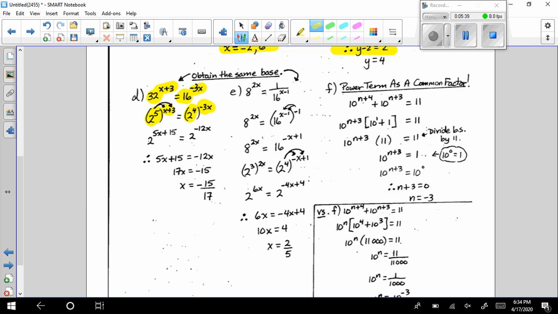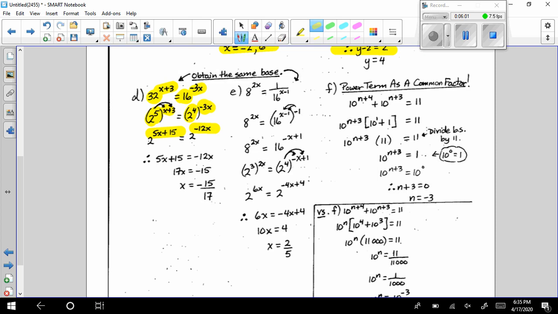In the next step, I need to simplify the exponents. That involves using distributive property on the left. 5 times x is 5x, 5 times 3 is 15. And on the right side, 4 times negative 3x is negative 12x. So we're using the power of a power law that we worked with earlier in our lessons.